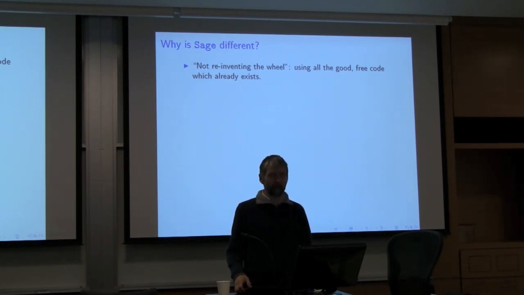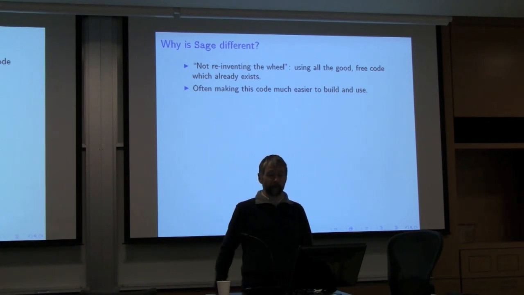I've been trying to think of what I don't like about Sage, but I haven't come up with anything yet. Anyway, why is it different? Well, it has this philosophy not to reinvent the wheel. You take what's out there that's both good and free, free in the open source sense, is it beer or speech? Anyway, both, and put it together. Often this code is much easier to build and use than it was before.